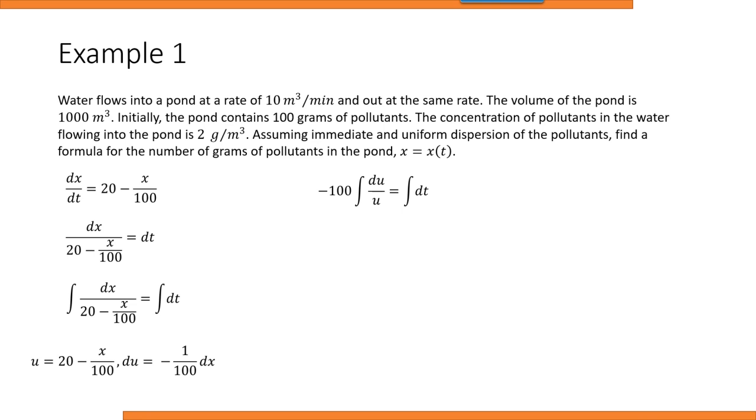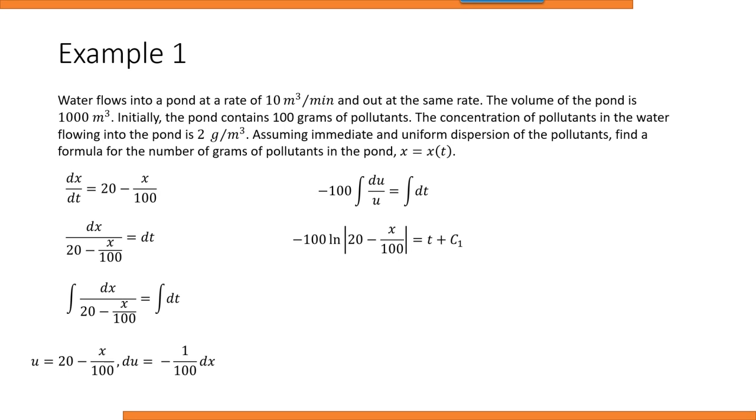So left side, 1 over u, that's just going to be the natural log of u. Putting the value for u back in, I get negative 100 times the natural log of the absolute value of 20 minus x over 100. On the right side, the integral of dt is just t plus a constant of integration. I'm going to call it C1. It's going to change as I start to solve this for x, so I'm going to be renaming that every time the constant of integration changes.